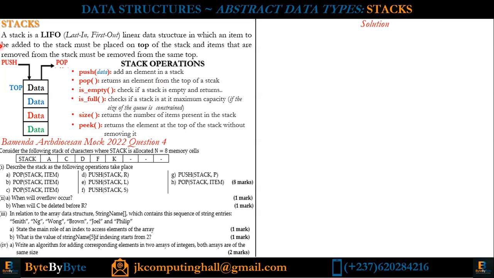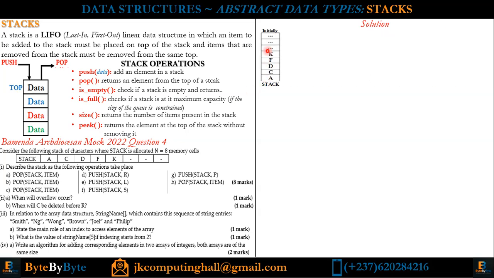The question says, consider the following stack of characters where the stack is allocated n equals 8 memory cells. As you can see, 1, 2, 3, 4, 5, 6, 7, 8. So these 3 cells are empty. Describe the stack as the following operations take place. We have A, B, C, D, E, F, G, and H. So the A says pop an element. Which element are we going to remove? Is it A? Okay, let us see.